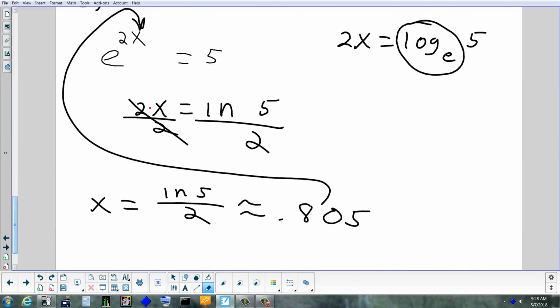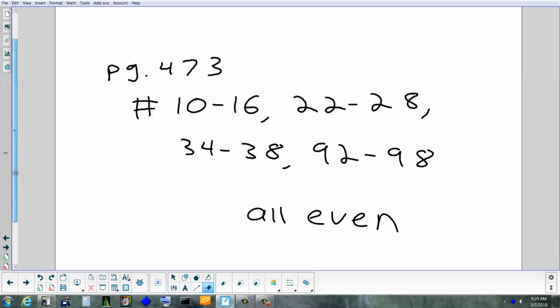Okay, any questions on that? All right, so I think that's a good stopping place. So that's 7.2, just kind of some basics. Tomorrow we'll learn a little bit more about logs, mainly how we can combine them together if they're separate. Okay, so homework tonight is all evens. 10 to 16, 22 to 28, 34 to 38, and 92 to 98.